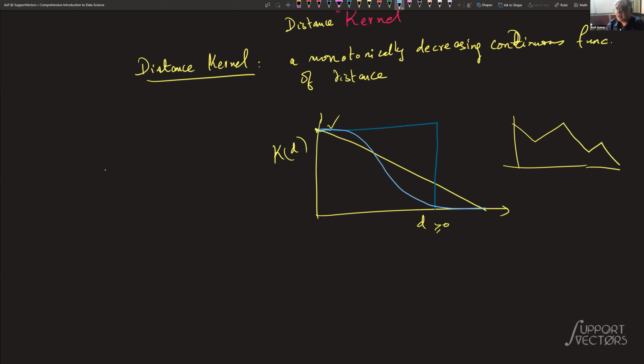So now I'll give you guys one further improvement upon k nearest neighbor.